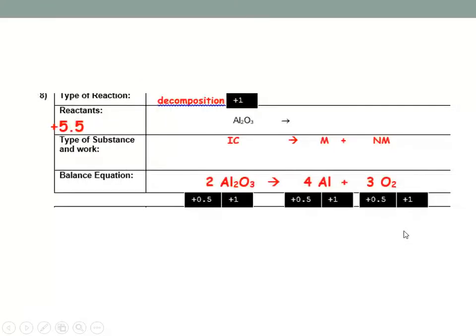For 8, you have decomposition. An ionic compound is always going to separate into metal plus nonmetal for decomposition. You ask yourself every time there's a nonmetal over here, is it a diatomic? And if it is, you put a 2 after it. So you have 2 Al2O3, arrow 4 Al plus 3 O2.